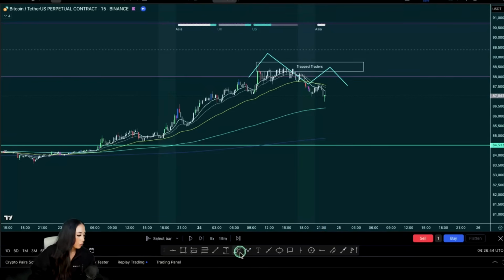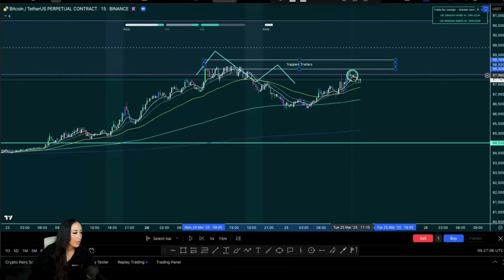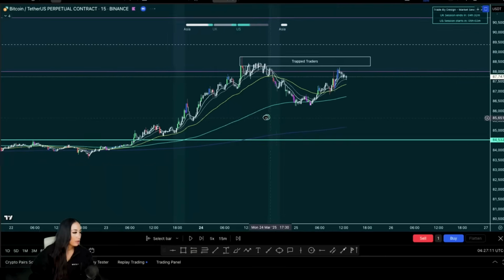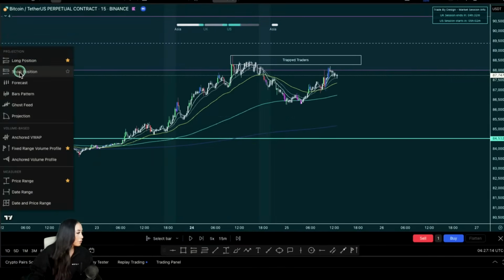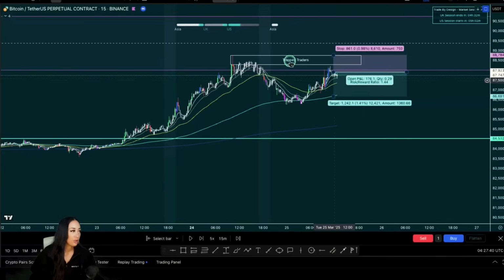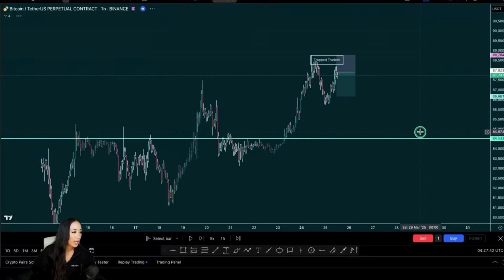So let's play this forward. So I do have that lower high now that has formed below our trapped traders zone. This is going to give me an entry for a short position. So now that I have my entry on the 15-minute, I'm going to zoom back out to the 1 hour time frame.